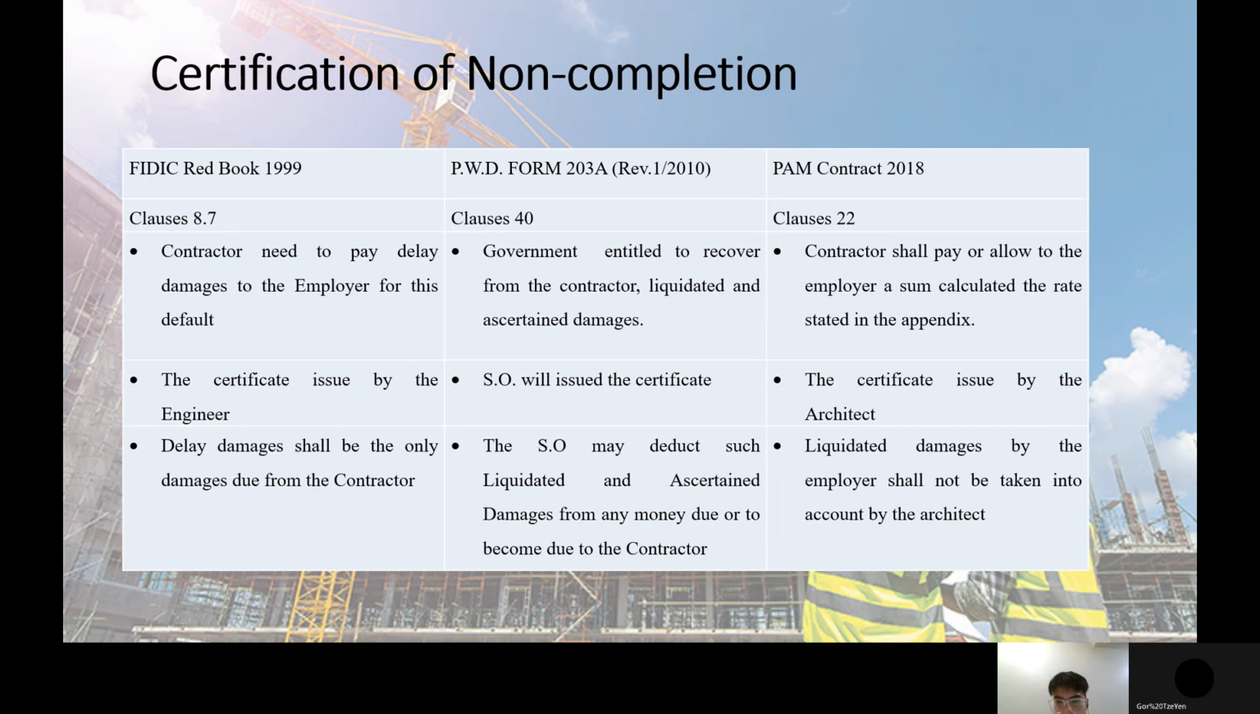Next is the PAM Contract 2018. It uses clause 22, and the contractor shall pay or allow to the employer a sum calculated at the rate stated in the appendix. The certificate is issued by the architect, and the liquidated damages by the employer shall not be taken into account by the architect.